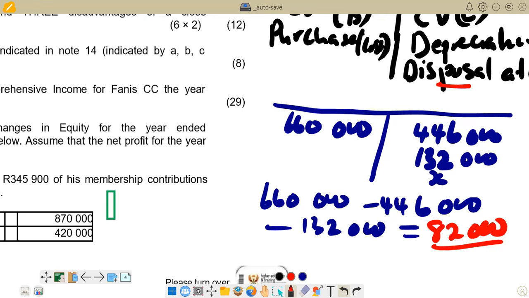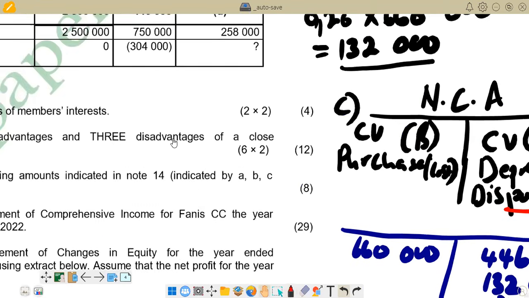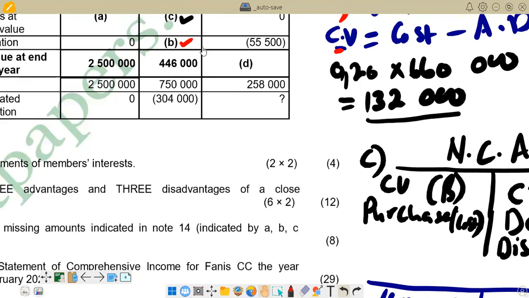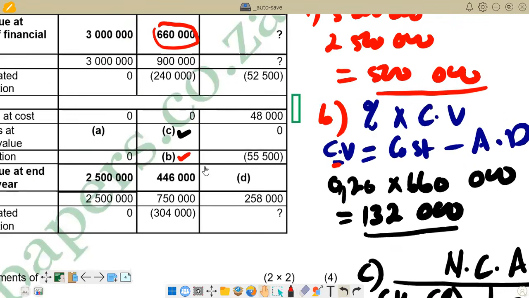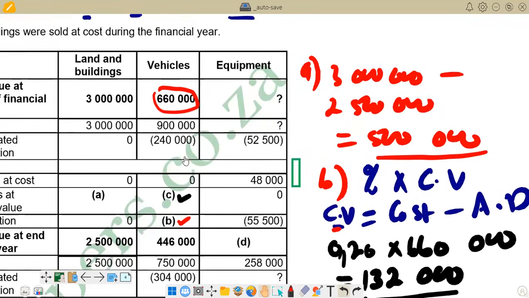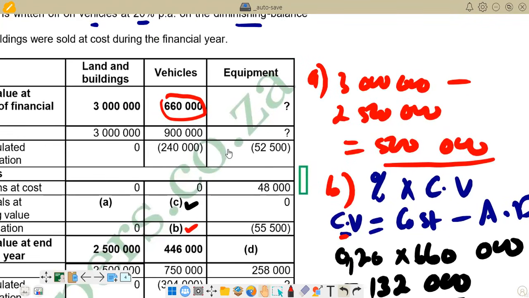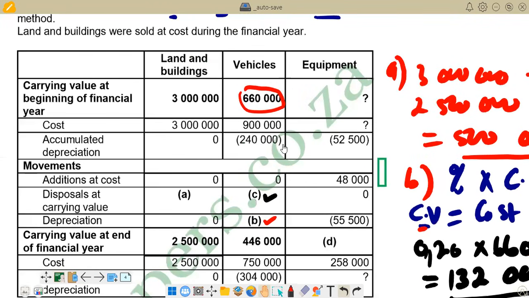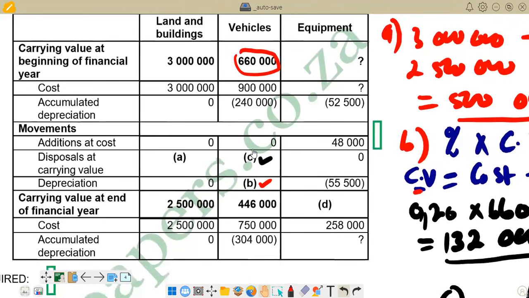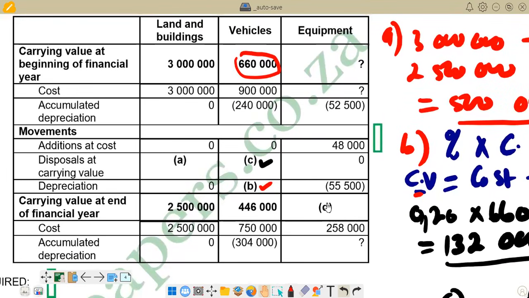So we move on to see the next unknown that we are looking for. We now have D, but D is on the last part, which is the equipment. D is here, and we see that D is representing carrying value at the end. And remember, carrying value, we say cost minus accumulated depreciation. Then the accumulated depreciation, sorry, is not given there. It's a question mark. So what it means is we need to find the accumulated depreciation.